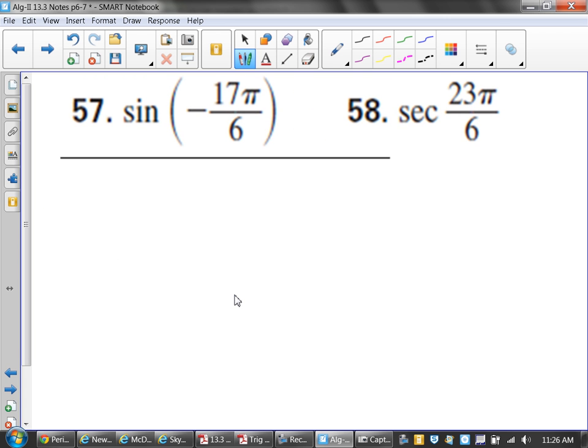Negative 17 pi over 6. 6 goes into 17 how many times? 2, but how many are left over? 5. All right, I'm going the other direction again. It goes in 3 times. So here we go. 1 little, 2 little, 3 little pi. And how much was there? 5, 6? It's less than 3. Oh, yeah, it's less than 3.